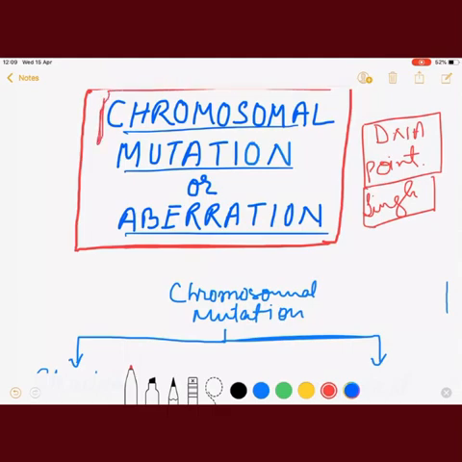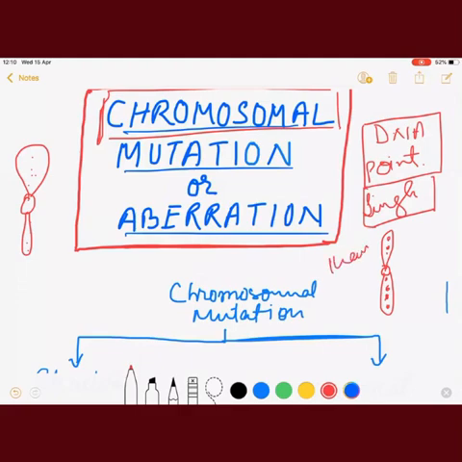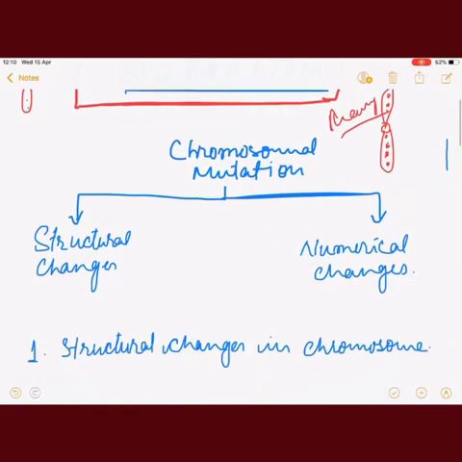Like, this is the structure of a chromosome, and the chromosome contains genes in it. So if the change takes place in the number of the chromosome or in the structure of the chromosome, then not only a single gene, many genes will be affected. Many genes will be affected, and if many genes are affected, then the problem will be more. Okay.